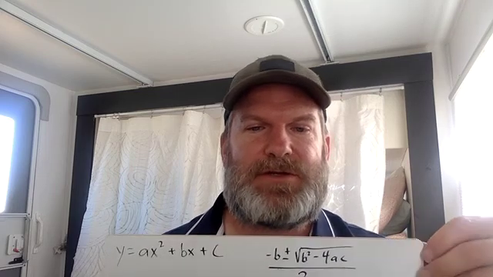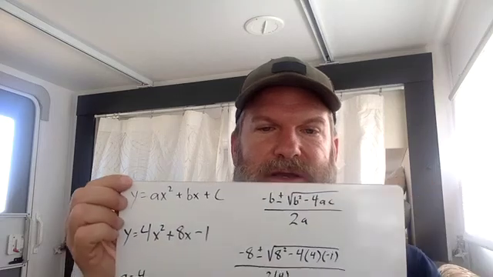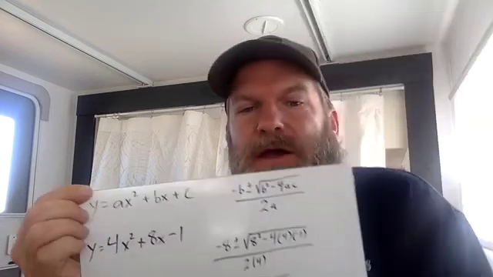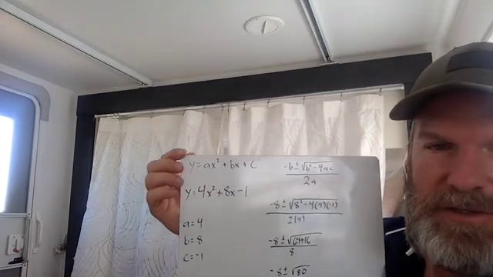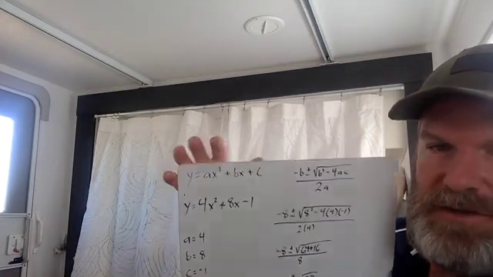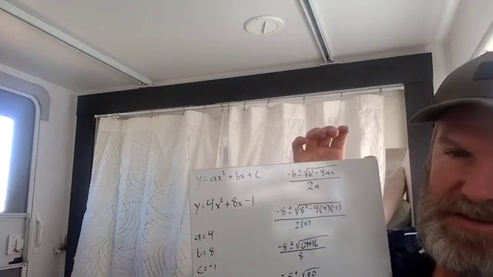And all the problems you have for homework on Tuesday aren't going to factor nicely. So here's an example of what one of the problems might look like: 4x squared plus 8x minus 1. Now, I wrote down what the standard form of the quadratic equation is: ax squared plus bx plus c.